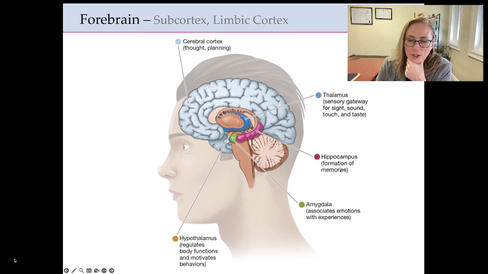Thalamus, sensory relay station. Oh my God, I wish I wasn't so congested. I should have taken like Flonase or something.